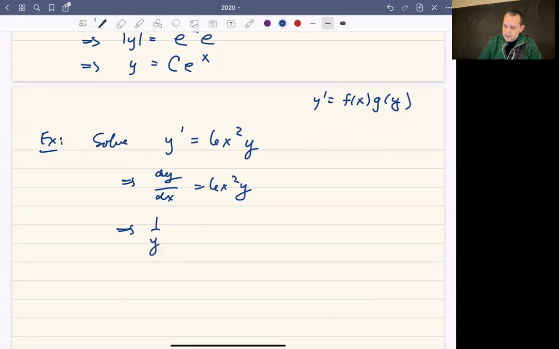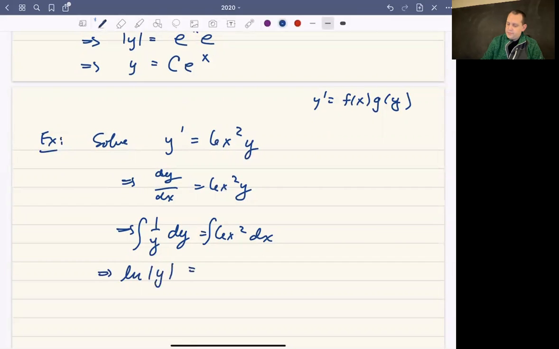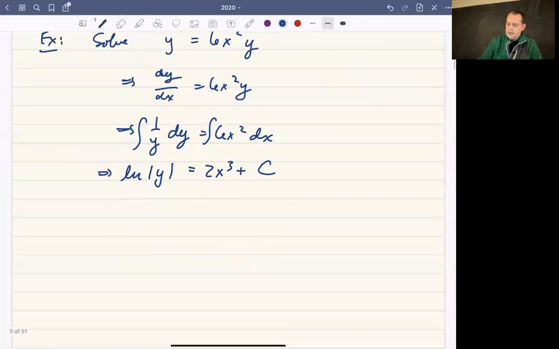That gives us 1 over y dy is equal to 6x squared dx, and then integrate both sides. That's our entire strategy. And so if we integrate both sides, we're going to end up with the natural log of the absolute value of y is equal to 6x cubed over 3, so 2x cubed plus c. This means that if we exponentiate both sides, the absolute value of y is e to the 2x cubed plus c.